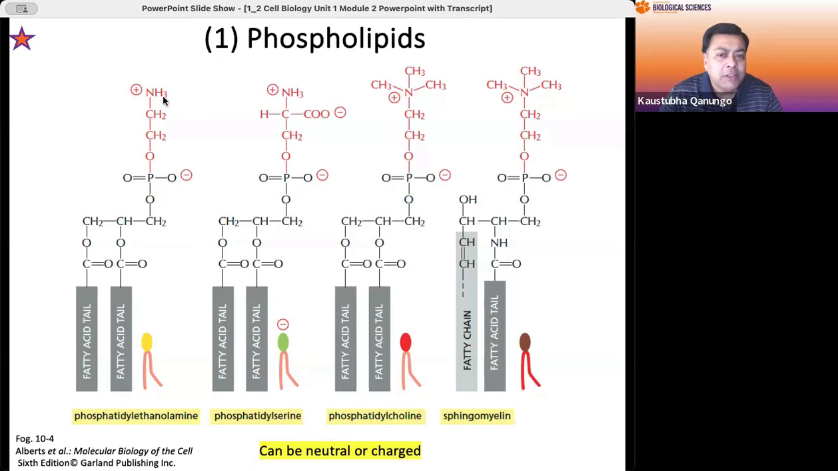If it's NH2, CH2, that would be an amine. So that's how this is an amine: phosphatidylethanolamine. That's one of the types. This is a neutral lipid because you have a plus and a minus, and this zwitterion cancels each other.